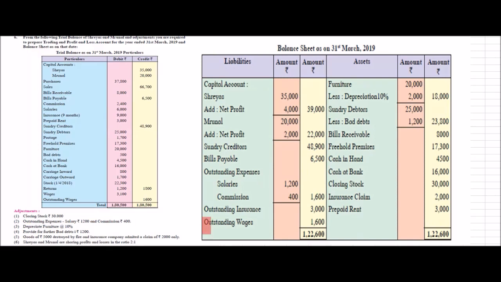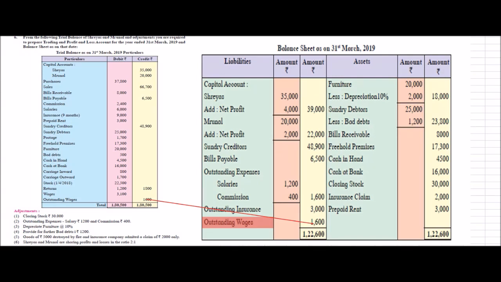Next is outstanding wages. The outstanding wages amount is 1,600 rupees. Now we have completed the liabilities entries. Now we'll see the asset side entries of the balance sheet.